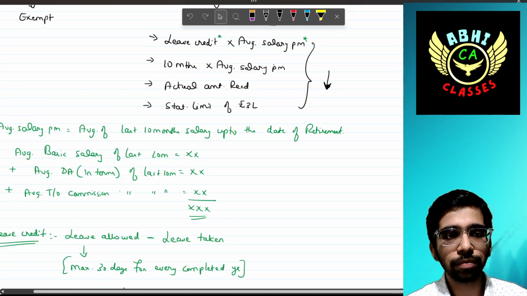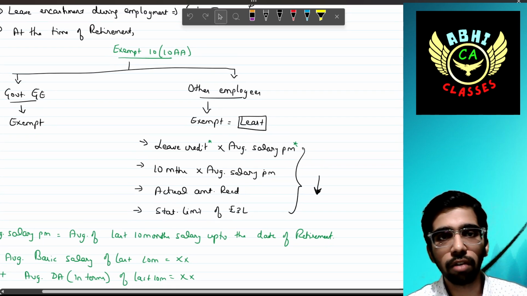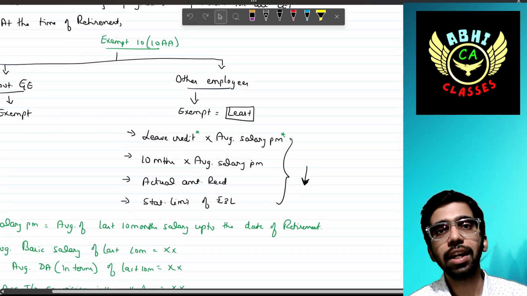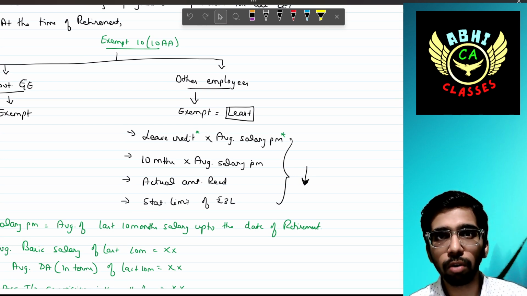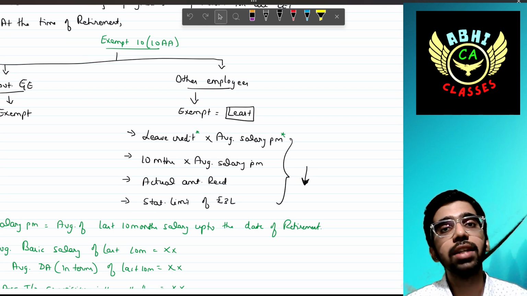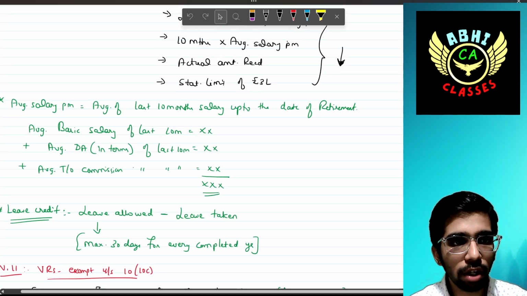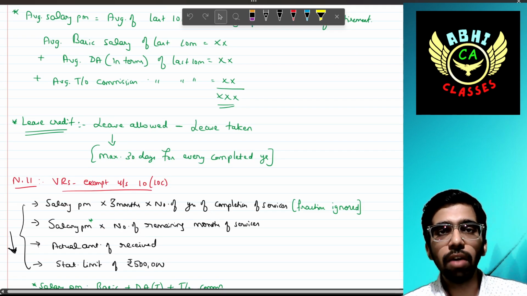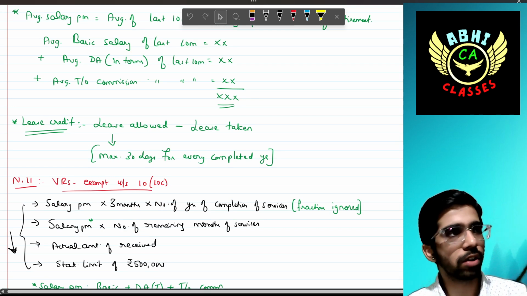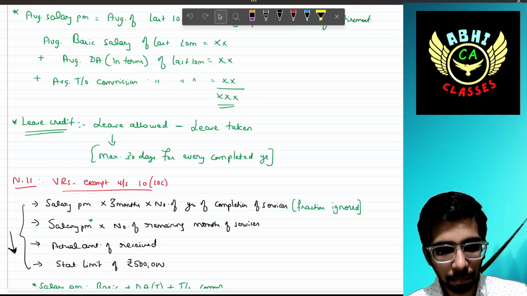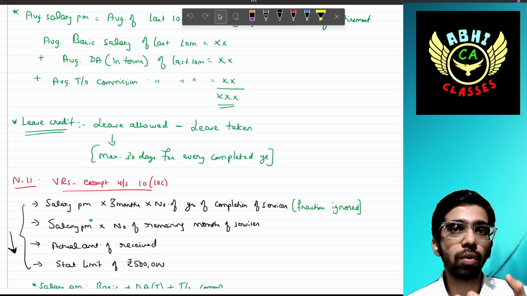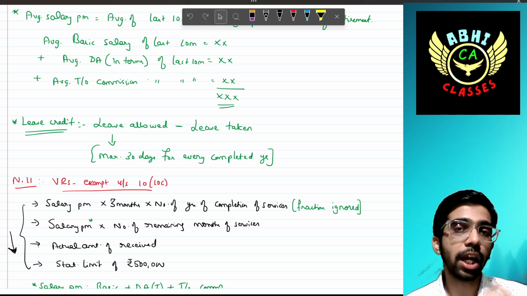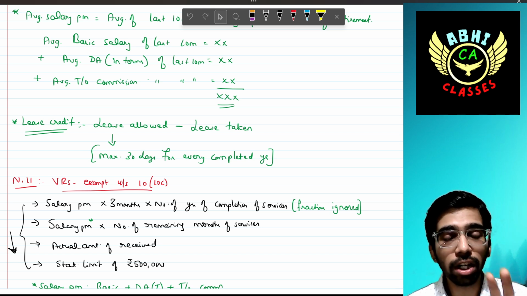For non-government employees, the following exemption will be given under Section 10(10AA). The least of the following. Leave credit into average salary per month. We'll discuss what we mean by leave credit. I have mentioned here: leave allowed minus leave taken. For example, in a year you will be given 30 days, but you have taken 15 days. The difference is only 15. Only those 15 leaves can be encashed.